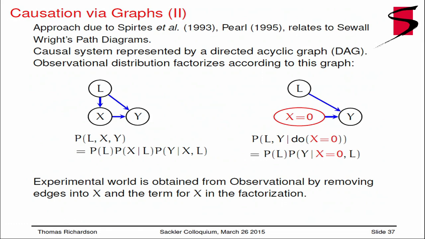then the experimental world, again as with the structural equation model, is obtained from the observational one by removing edges into X and also crossing out the term for X in the factorization. So here's my experimental world where I set X to 0. I can then get this distribution by taking the term for L, the term for Y given X equals 0 and L, conditioning on X equals 0 here, and just crossing out the term for X given L. Notice we could also apply the same operation to L here.